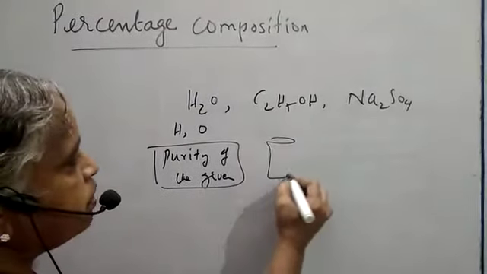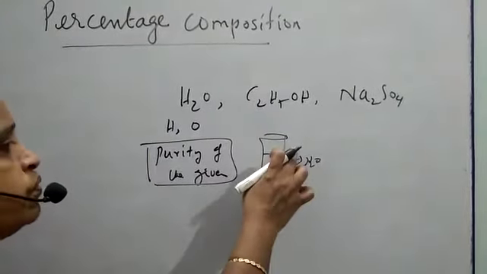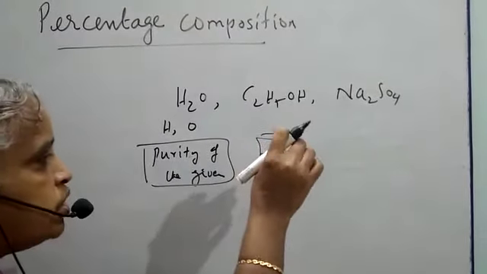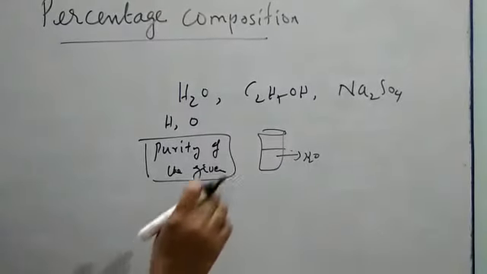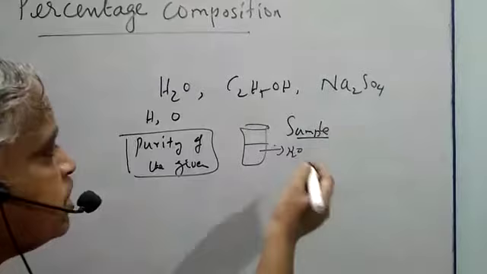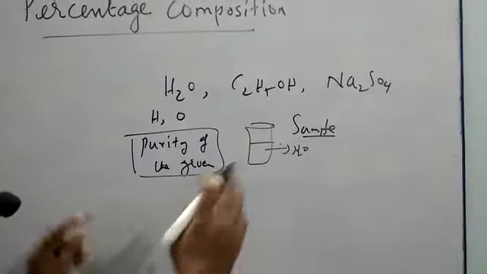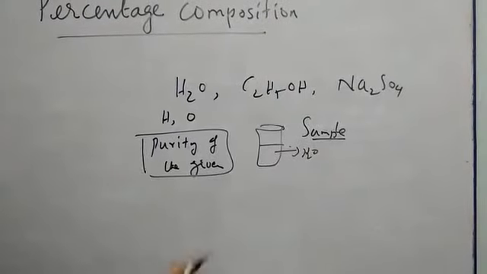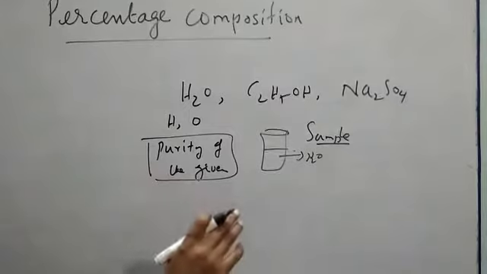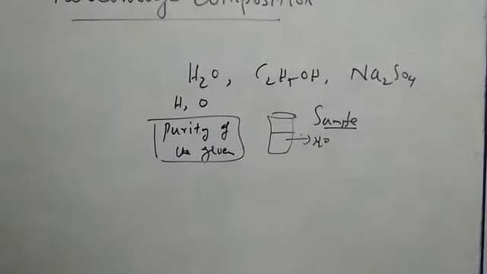For example, you are provided with some amount of water. We have to find out the percentage of hydrogen and the percentage of oxygen. If your sample's percentage of hydrogen and oxygen matches the standard percentage, the sample is pure. Otherwise, it is some percentage impure. So, to find out the purity, we have to calculate the percentage composition.